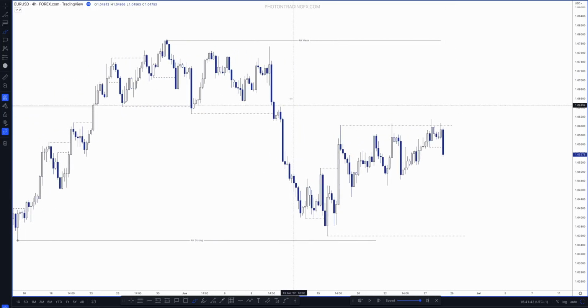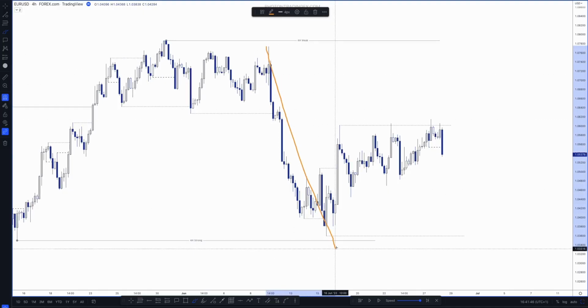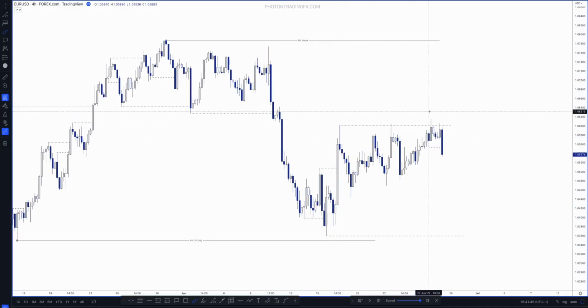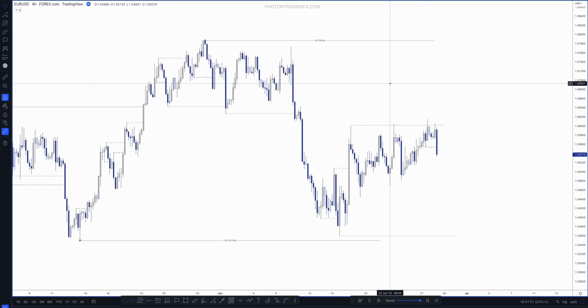Also something, it's a bit more discretionary, but I always say the characteristics, the nature of price action. See how impulsive this is? This is kind of quite corrective. So, but yeah, let's just stick to the framework and see what happens.